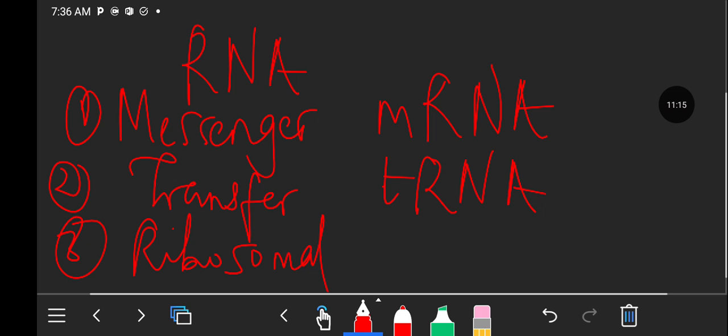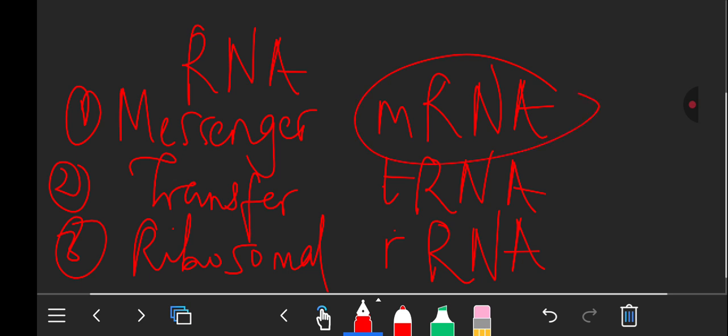So this ribosomal RNA is abbreviated as rRNA. Let's look at their function. When you're talking about the messenger RNA, this carries the genetic code, or the genetic information. The code is just a set of instructions which determines the type of protein to be formed. So that is what is called the genetic code.